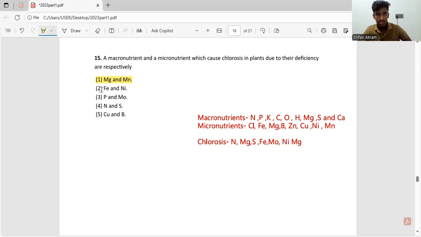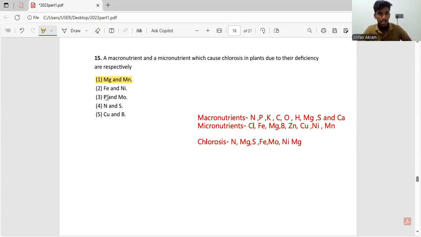Anyways, let's go through all the other answers. We have iron and nickel. Yes, iron causes chlorosis and nickel causes chlorosis, which is correct. But what is wrong here? Iron is not a macronutrient. Iron is a micronutrient. And nickel is also another micronutrient, so that is wrong.